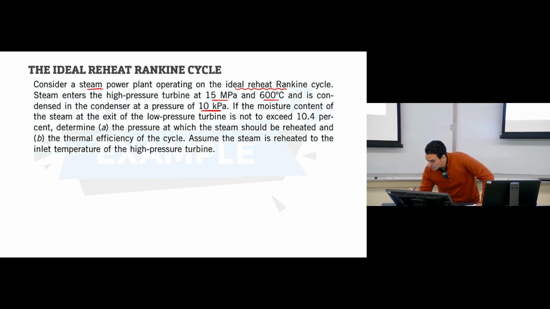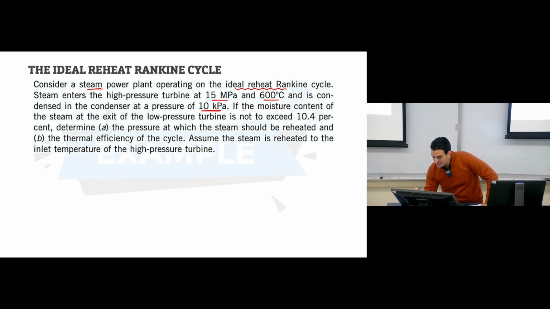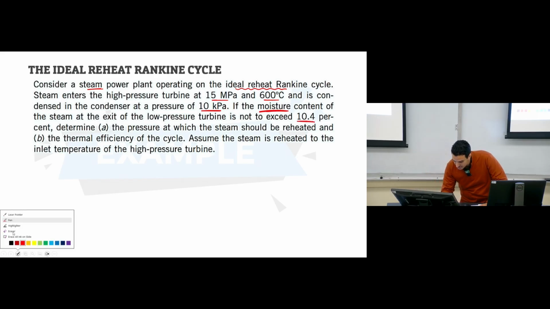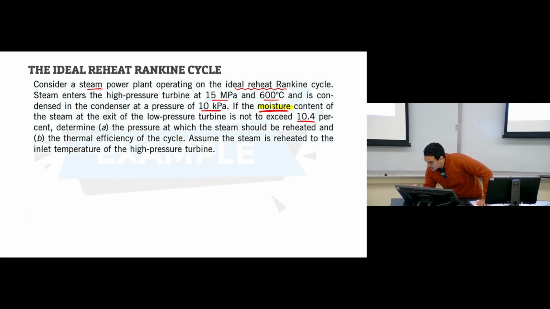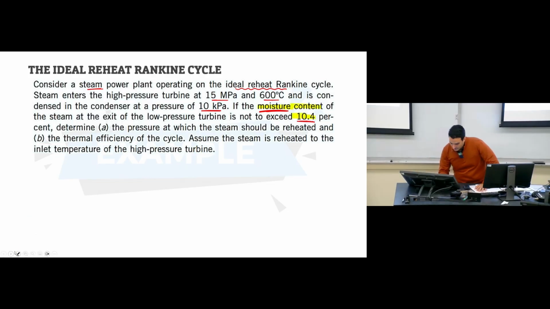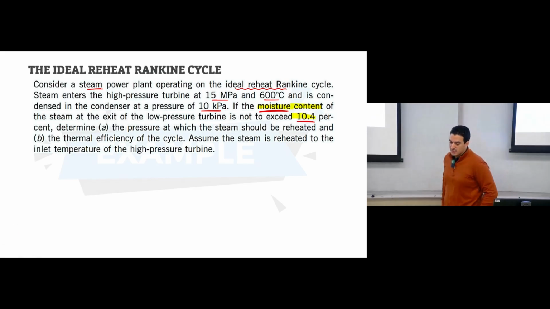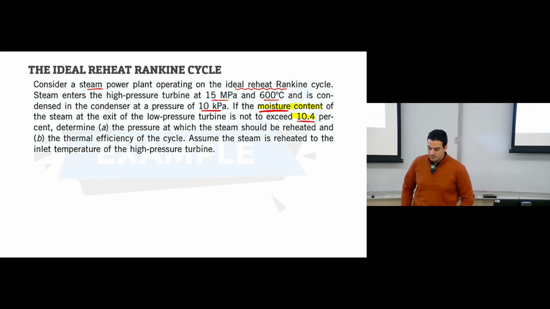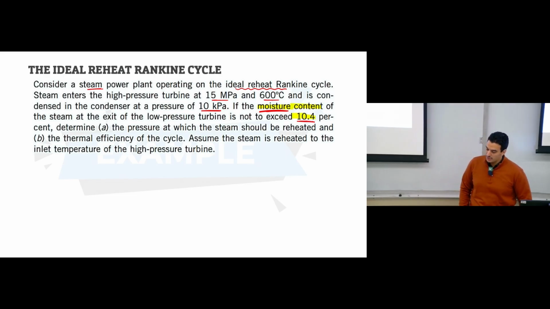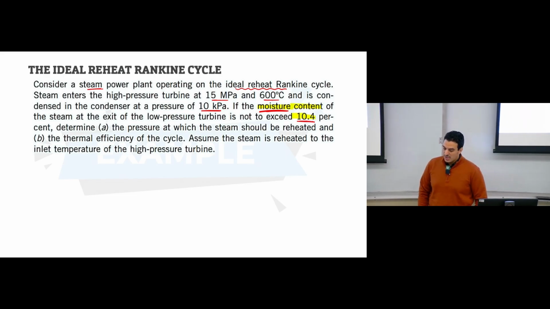If the moisture content of the steam at the exit of the low pressure turbine is not to exceed 10.4%. So this is very important, the moisture content. This is the first time we see this kind of information in problems, and we will see what this means right now. Determine the pressure at which steam should be reheated and the thermal efficiency of the cycle. Assume the cycle is reheated to the inlet temperature of the high pressure turbine.